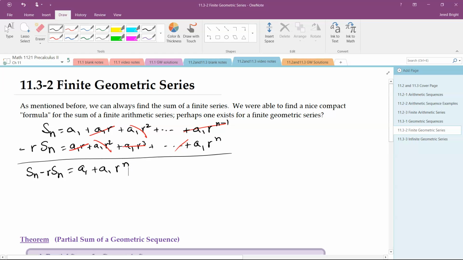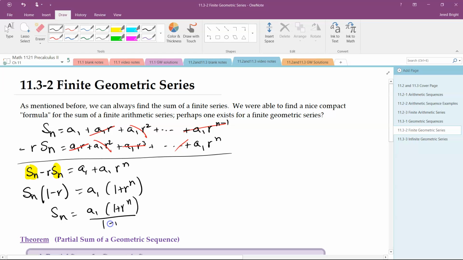Now my ultimate goal is to solve for S sub n, so I need to isolate that. Algebraically, I can factor out 1 minus r. And then on the right side, I can also factor out the a1 just because it's a common factor, and I'd be left with 1 plus r to the n. Then divide, and I get the sum of a finite geometric series of the first n terms.